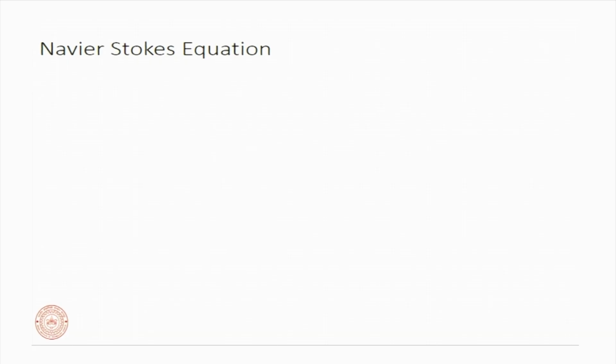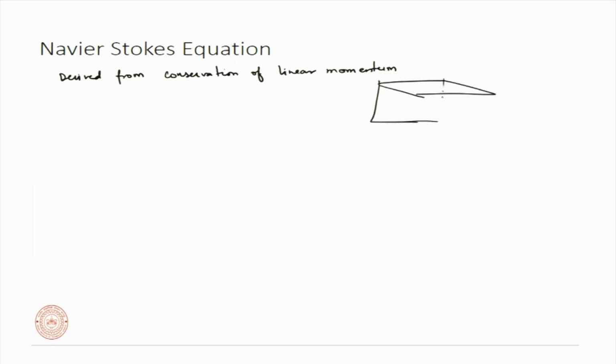So, now what we have done is the conservation of mass, and we will go on to the conservation of linear momentum. The Navier-Stokes equation is derived from Newton's second law, that is, conservation of linear momentum. We can assume a rectangular cuboidal geometry. Again, this is x_1, this is x_2 and this is x_3. Some momentum is entering and some momentum is leaving the system, and there is some momentum stored.